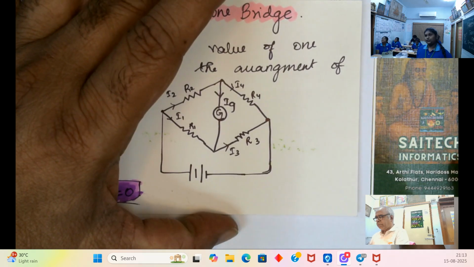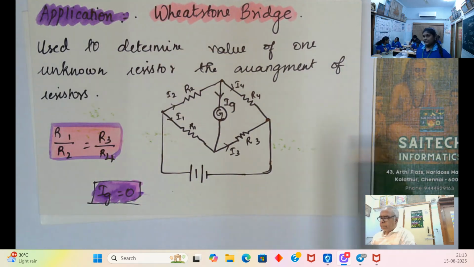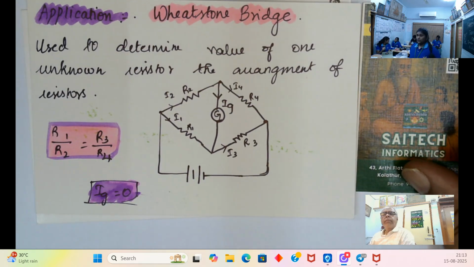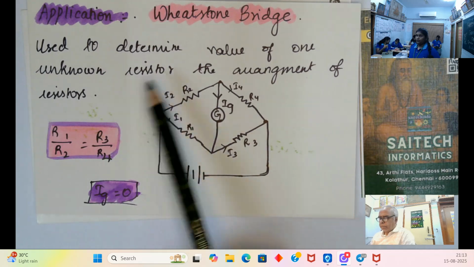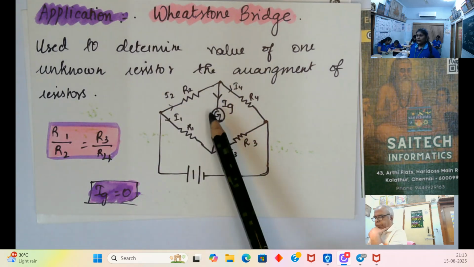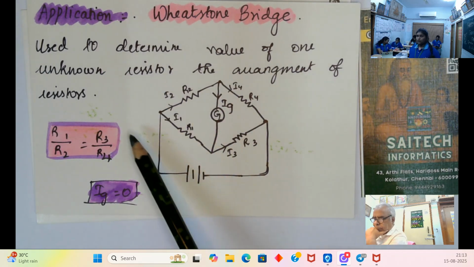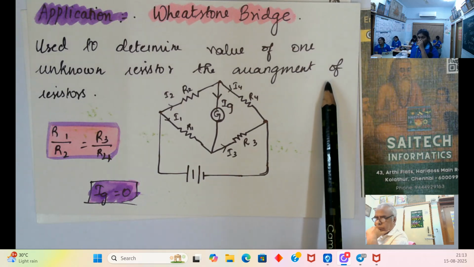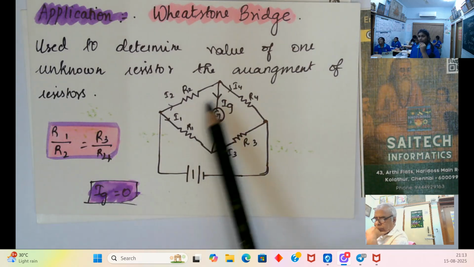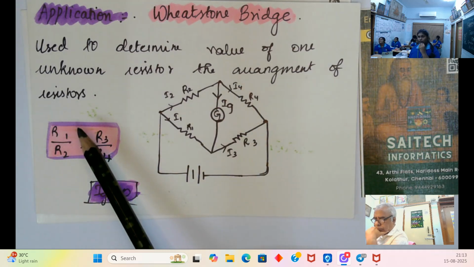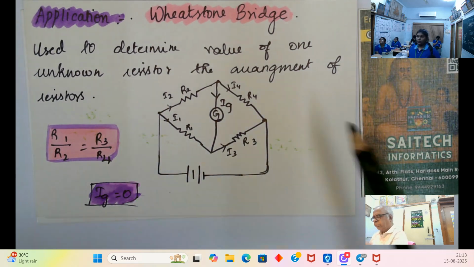Then comes application of Kirchhoff's law. One of them is the Wheatstone bridge, which is used to determine the value of an unknown resistor, an arrangement of resistors. So that is the circuit. For that circuit, we can find the value of the unknown resistance. R1 by R2 is equal to R3 by R4.